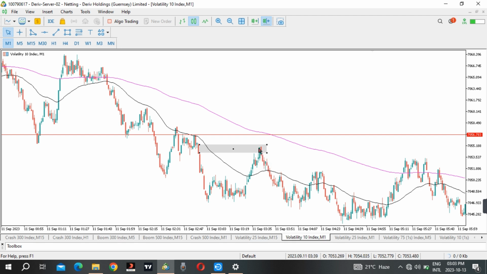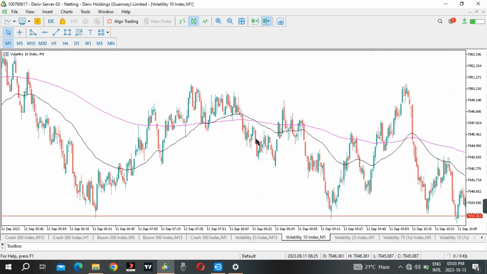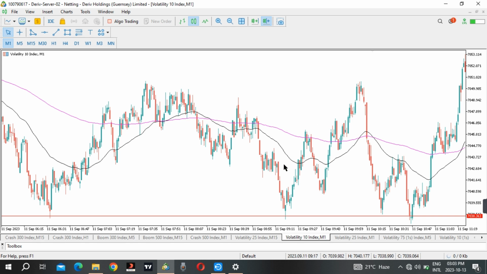This one is still in the middle. It's neither near the 50 moving average nor near the 200 moving average. So we wouldn't have had an entry there. That's just what you have to do, guys.